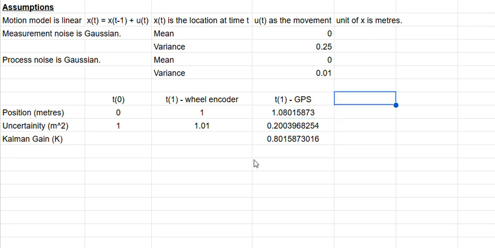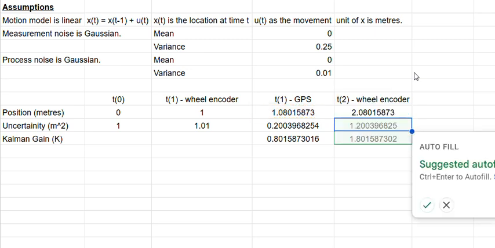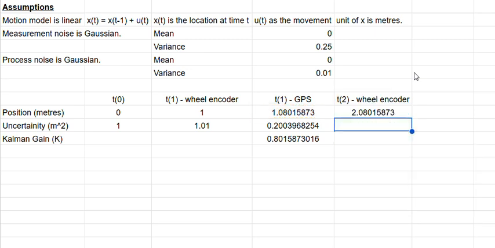Now I'm going to time t equal to 2, and I'm going to get the wheel encoder reading, and let's say that the wheel encoder says that its location is again moved by 1 meter. So in that case, I take this value, it says it's moved by 1 meter. Now I need to find out what is the uncertainty, right? So this thing is already having a variance of 0.01. So my uncertainty would increase a little bit because of the information from the wheel encoder.